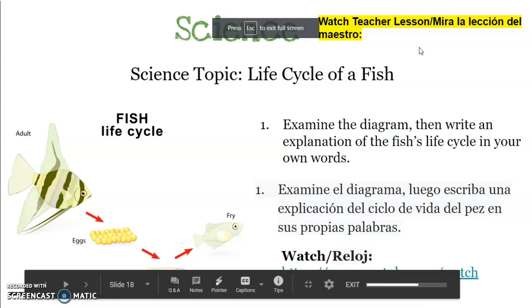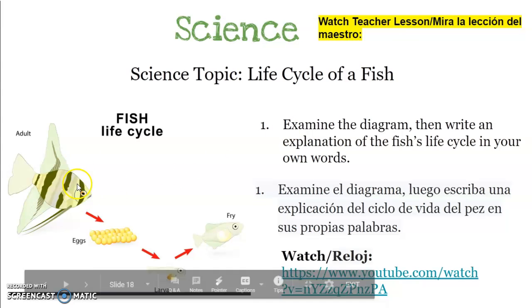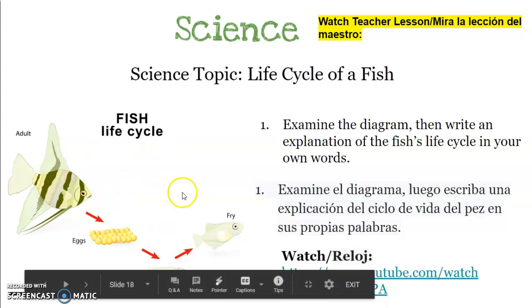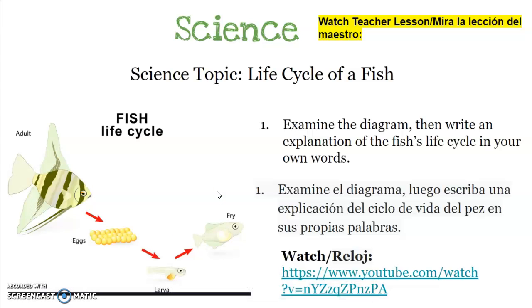So remember, you can just write this on a piece of paper. You're writing for each stage, the adult stage, egg stage, the larva stage, and the fry stage, an explanation of the fish's life cycle in your own words. When you are finished with that, make sure you are taking a picture and sending it to your teacher by Class Dojo, Parent Square, or email.